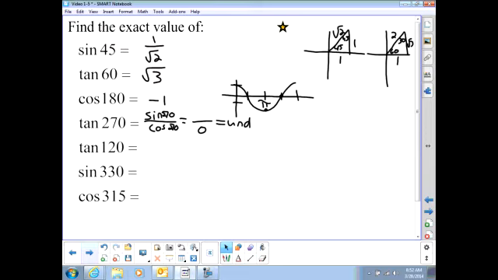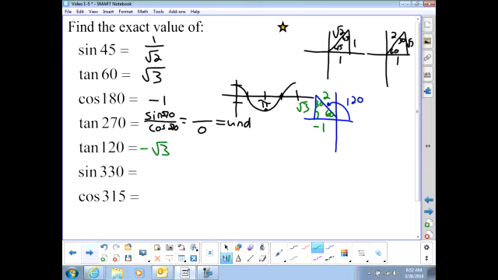For tan 120, we would be in the second quadrant. If this is 120, we are falling 60 short of 180, so therefore 60 is our reference angle. Across from the 30, we'd have a -1 because we're moving left. The 60, we have square root of 3, and then we have 2. So tan is opposite over adjacent. We'll have square root of 3 over -1, so that's a negative square root of 3.